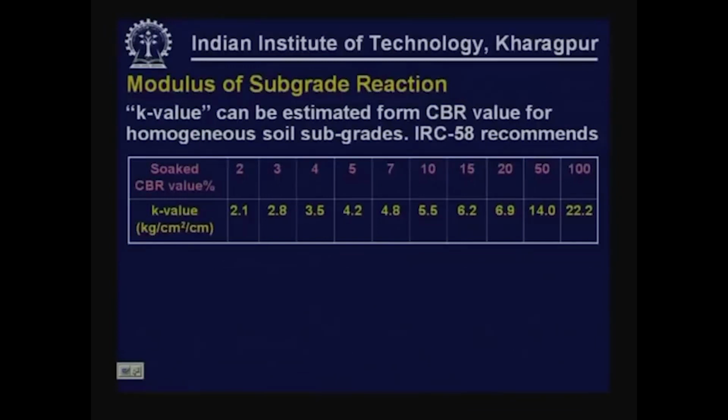The K value is expressed in terms of kg per centimeter square per centimeter, because this is pressure per deflection. If the soaked CBR value is 4%, the corresponding K value can be obtained as 3.5. If the soaked CBR value is about 20, the corresponding K value is about 6.9. Of course, this is an approximate estimation in case we are not able to conduct the plate load test and obtain the K value.